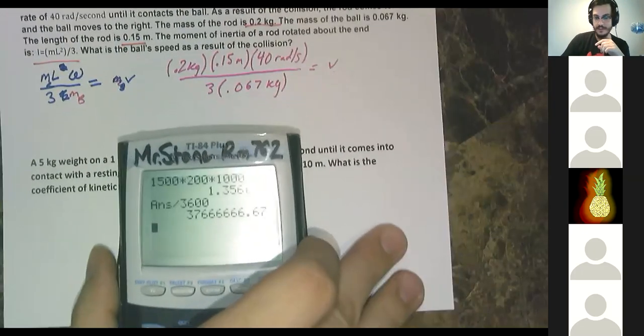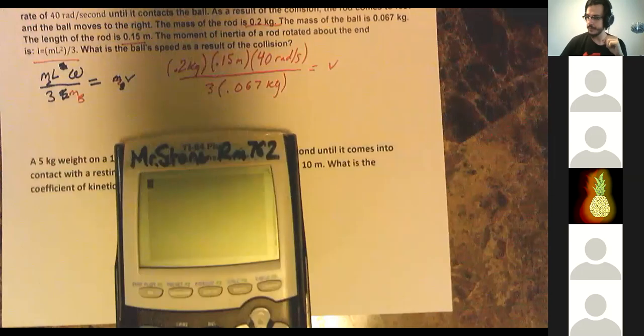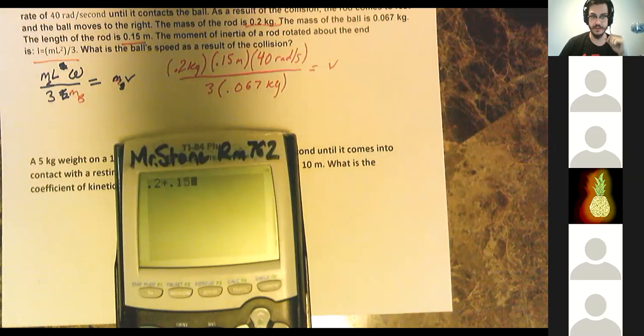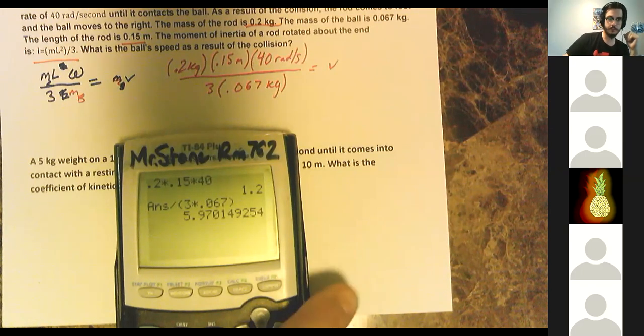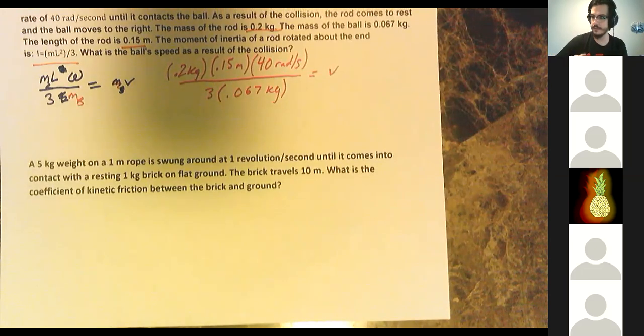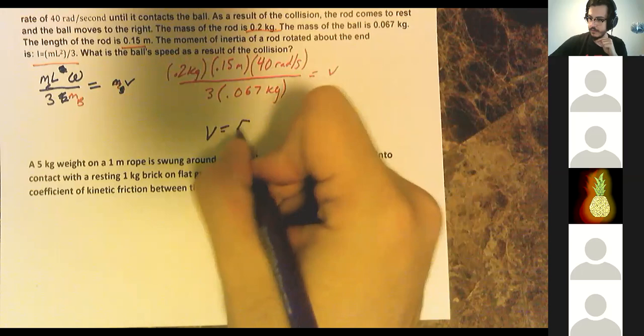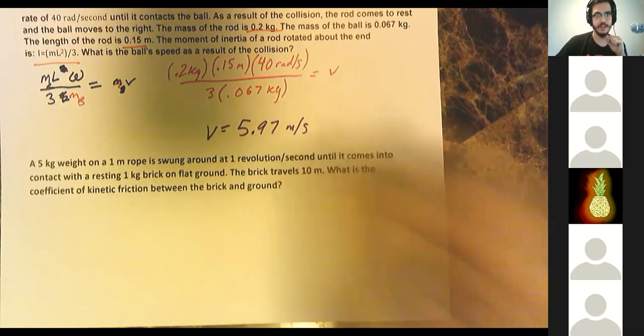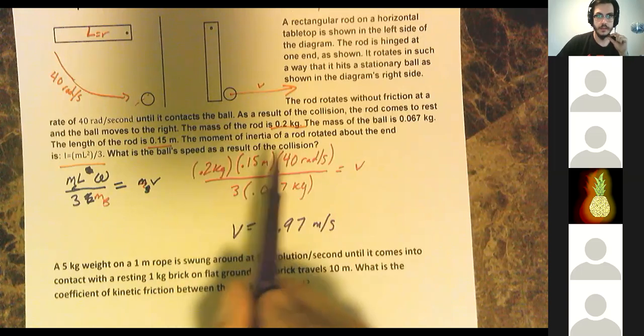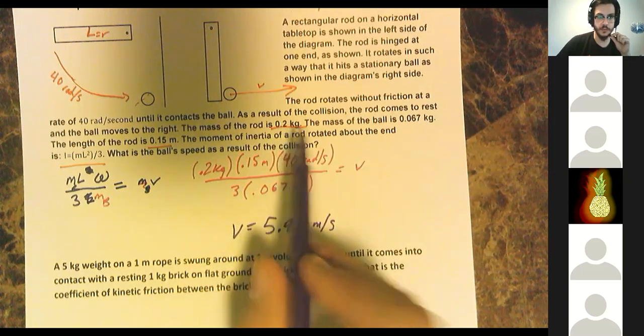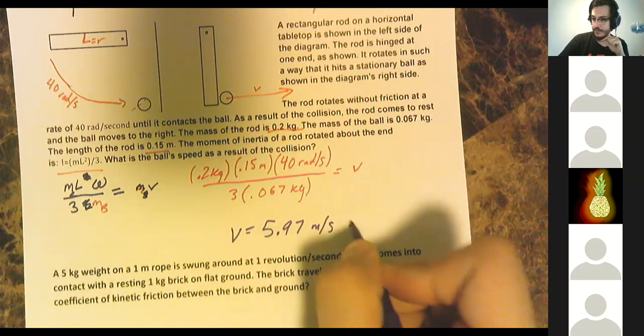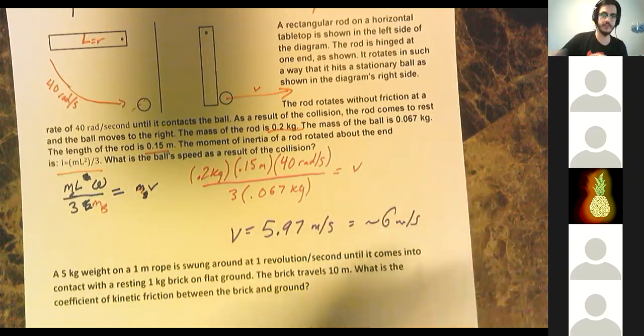A lot of moving parts there, yet you boil that down into the formula and it feels extremely doable. 0.2 times 0.15 times 40 divided by 3 times 0.067. About 6 meters per second. 5.97 meters per second. The lowest number of sig figs we have to work with is 1. So I think this should probably be rounded to 6 meters per second.